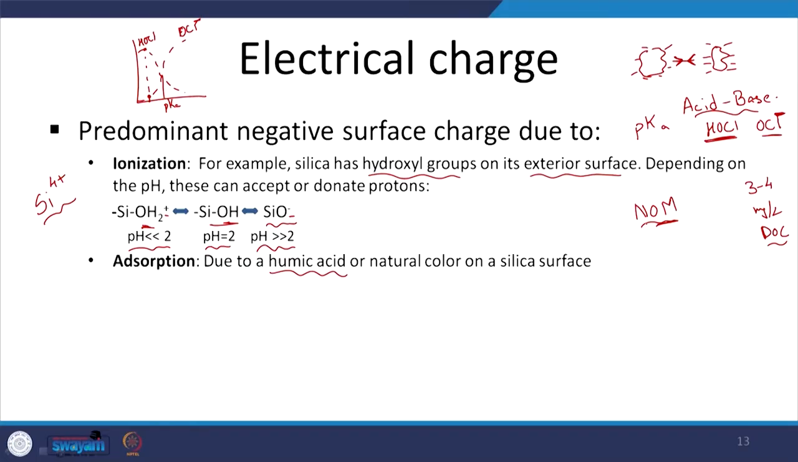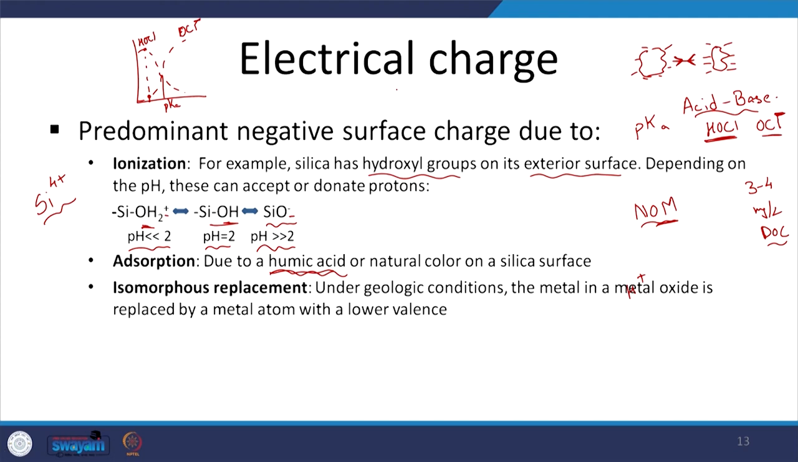the surface. And we saw one general structure for this natural organic matter, I think when we were discussing disinfection in wastewater. We saw that there are different functional groups which can release H+, and most of them do release their H+. So that's why they have a negative charge, and this humic acid or natural organic matter will lead to a negative charge on the surface. So that's another thing to keep in mind.